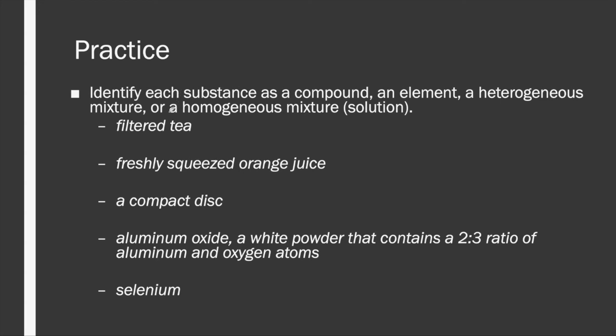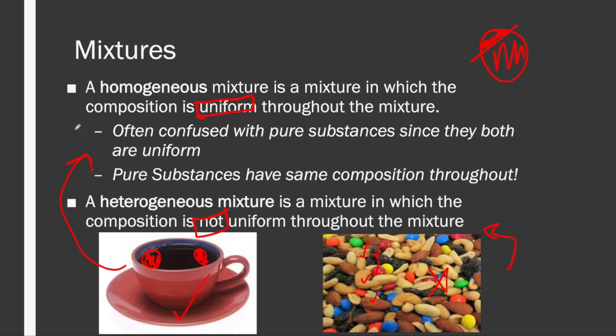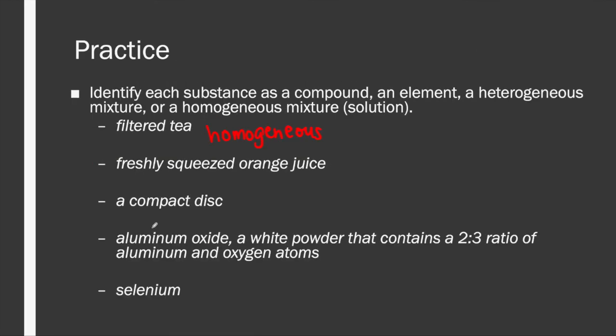Now, what exactly is filtered tea? If you guessed homogeneous, you are correct. Because of its composition of the solution, it is uniform throughout, right? We talked about it here. It's tea. It's uniform throughout, right? So it's a homogeneous mixture. Now, freshly squeezed orange juice. What do you think that is?